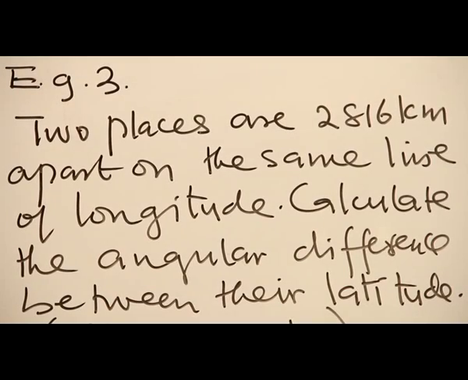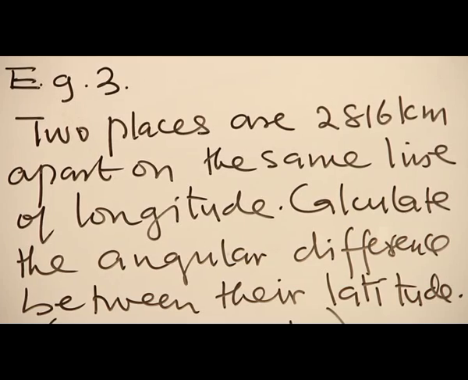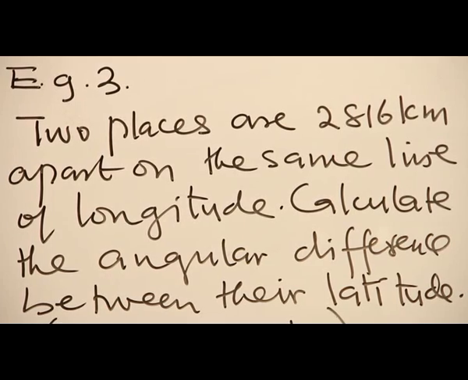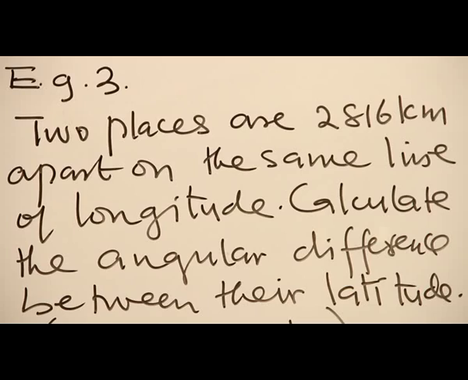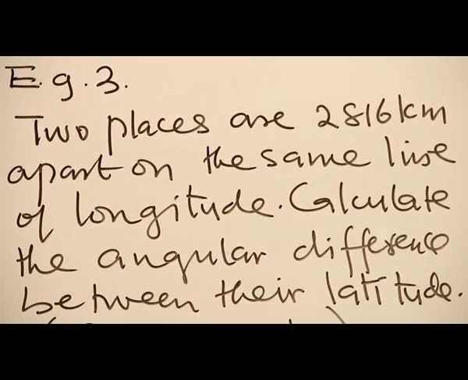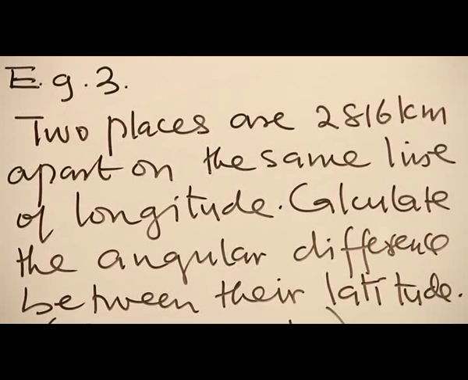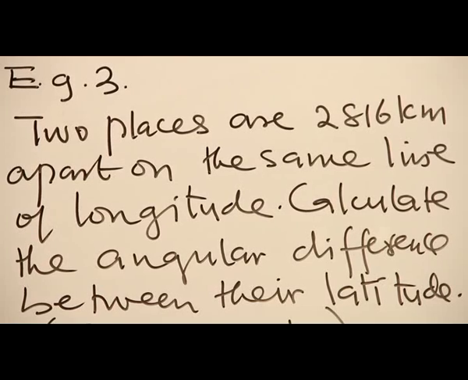We'll take another example, example 3. Two places are 2,860 kilometers apart on the same line of longitude. Calculate the angular difference between their latitude.